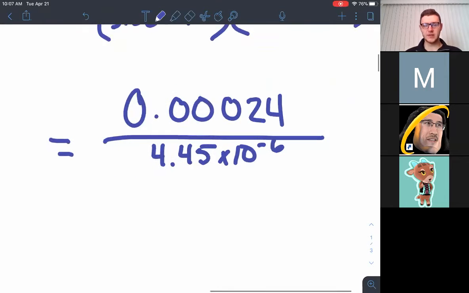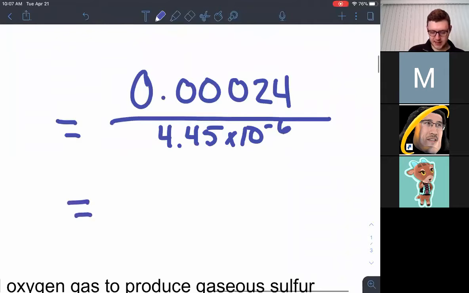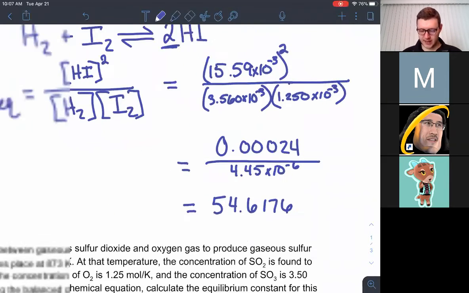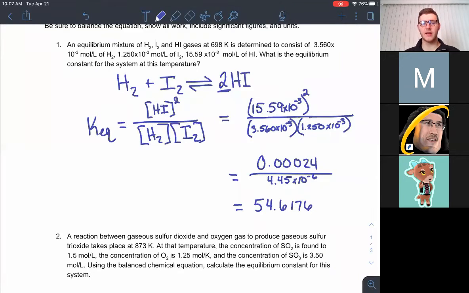All right. So now if we do that division, when we divide those two things, we should get 54.6176. But then we have to look at our significant figures. So we have to look at our three different pieces of information that we used to get our equation and our answers. So we have here, how many sig figs do we have? Four. Perfect. How many sig figs do we have here?